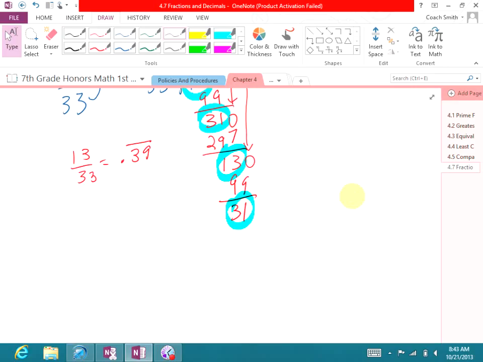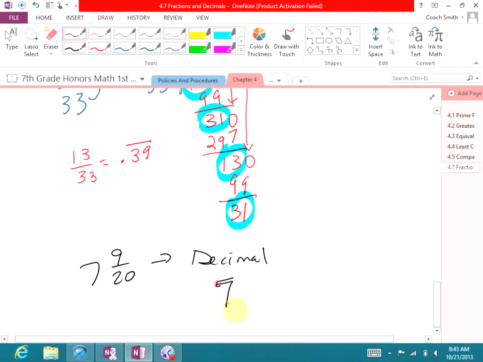Now, do this one on your own here. 7 and 9 over 20. Change this to a decimal. Now, the 7 has no bearing on it. The 7 you just bring down into your answer. So it's going to be 7 point something. Okay, you figure out what the something is.